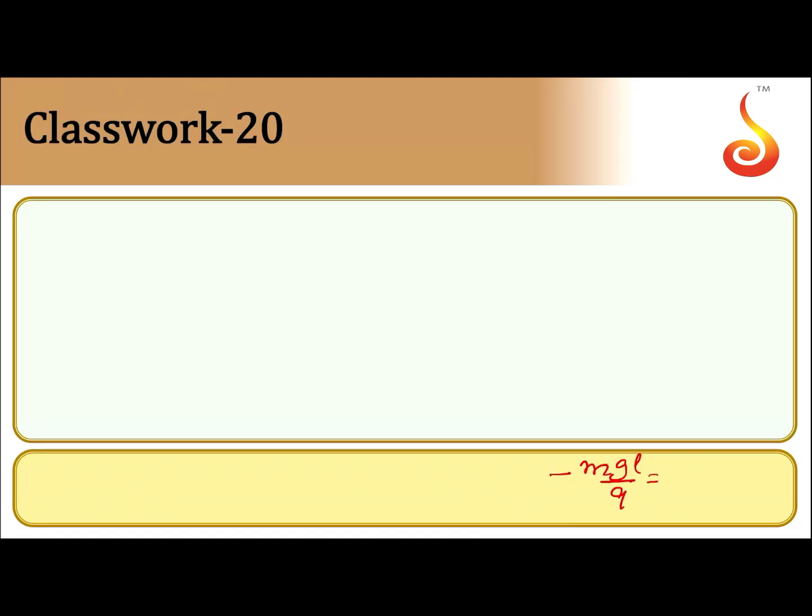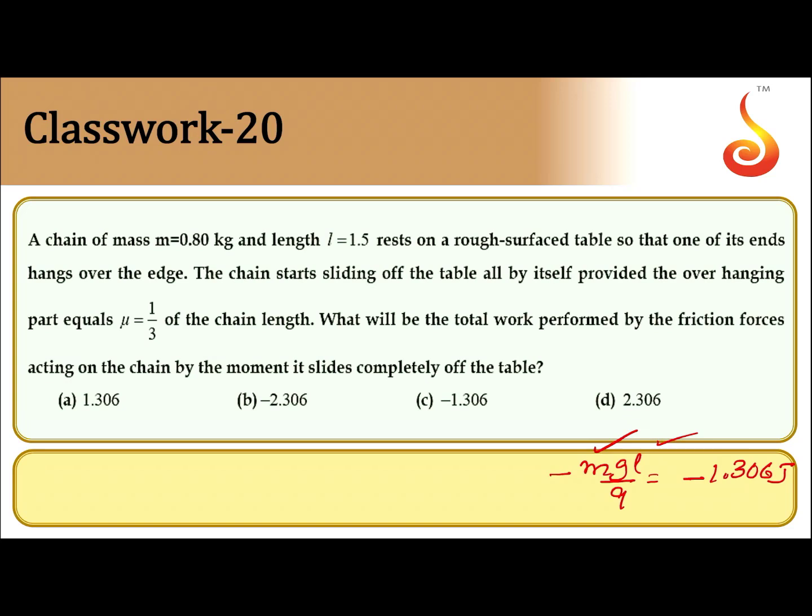Are we given the value of m? The value of m, that is the mass of the chain, is 0.8 kg. We know this. Length of the chain is 1.5 meters. So we can substitute and simplify this, and we get minus 1.306 joules. That is our answer. Minus 1.306 joules is the answer for this part.